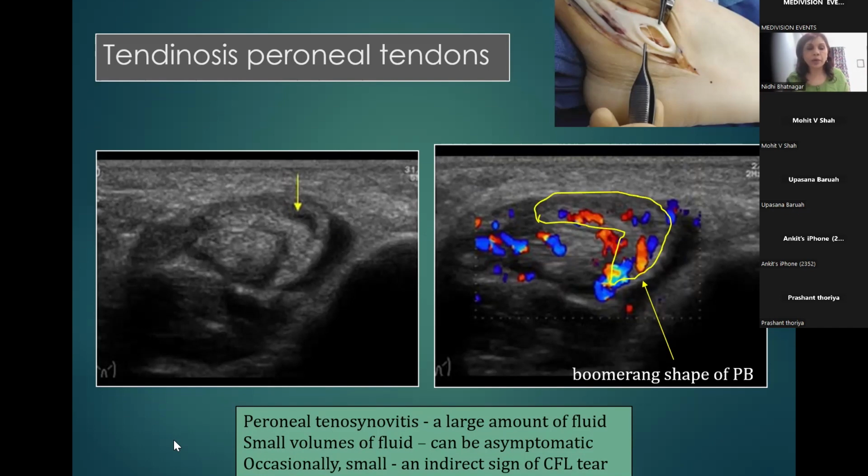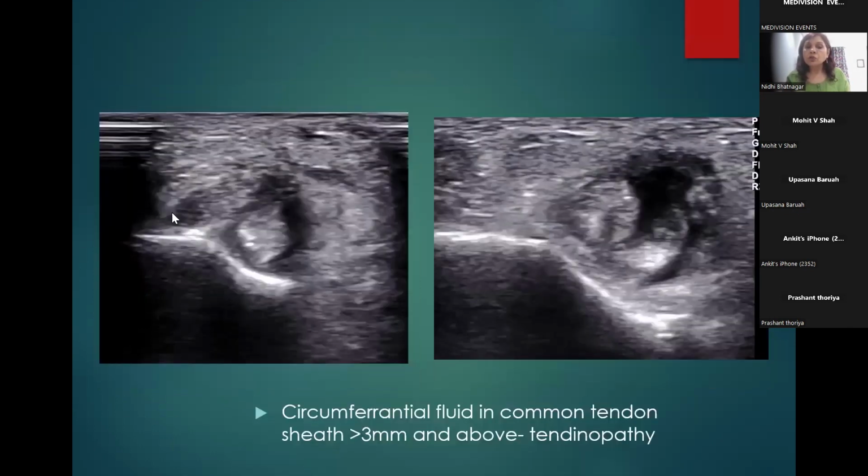That is, of course, the boomerang shape that you see. So if you come across something like this, where this is peroneus longus, peroneus brevis, and a little bit of fluid that is there, you need to really consider that this is not pathological, and you can always call the patient for a review study.